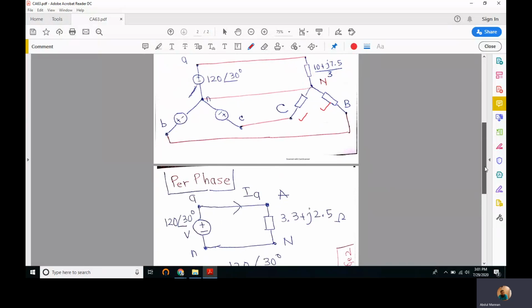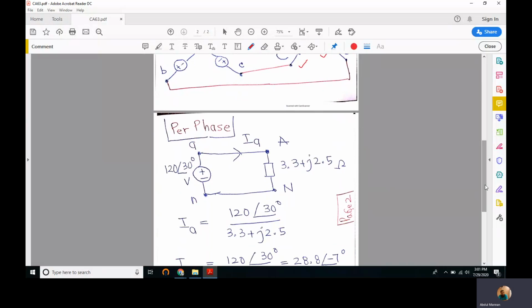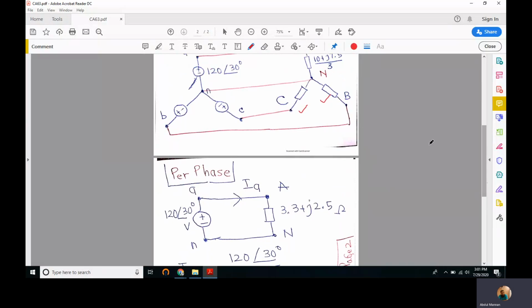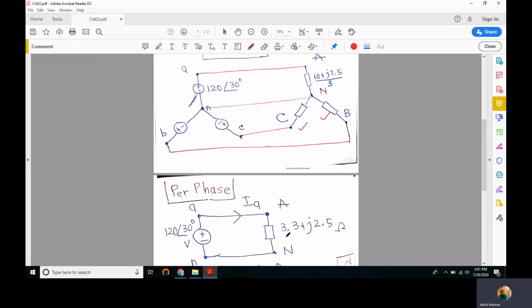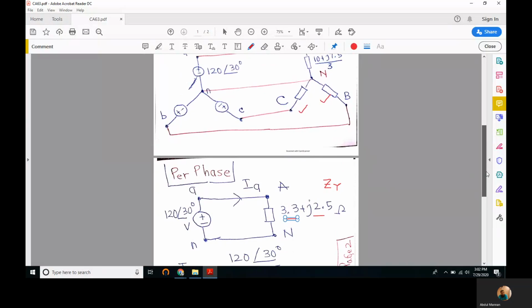So let's take phase A first, and the remaining would be found by symmetry. So this is 10 plus j7.5 divided by 3. This turns out to be 3.3 plus j2.5, the new impedance Zy. So we have converted Z delta into Zy. Zy is 1 by 3 times Z delta.